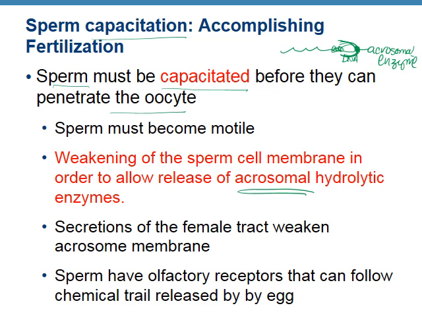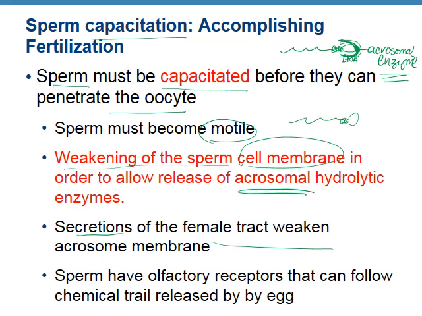So the sperm have to be able to move, right? So they're moving their way through the reproductive tract of the female. We have to weaken the cell membrane, right? So this covering, this cell membrane, we have to break it down a little bit because we've got to get these acrosomal enzymes out. The secretions of the female tract are going to weaken the acrosomal membrane.